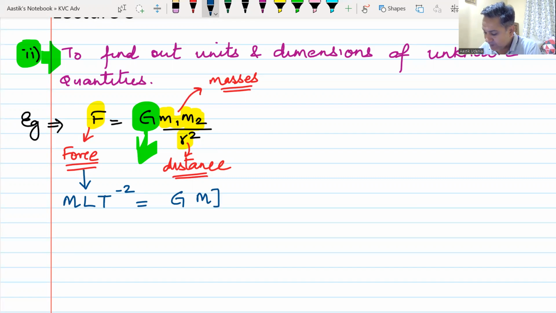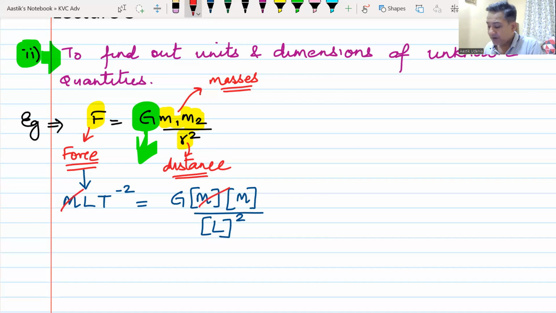Dimension of mass is capital M. Dimension of the other mass is capital M. Remember, we are only talking about dimensions, not talking about the value. Divided by r squared, r is distance. The dimension of distance will be L, and it is squared. And now you can easily find out the dimensions of G.